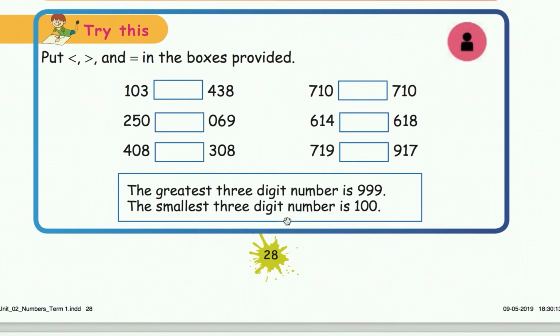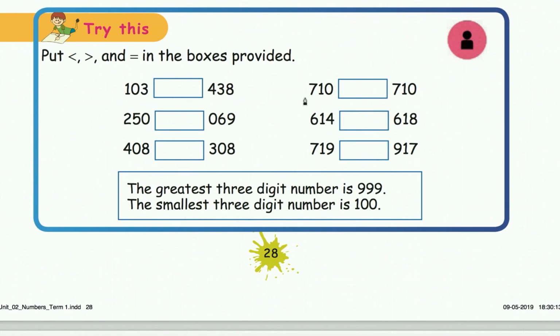Now you have to put the greater than, less than or equal symbol in the designated place. Okay, which is bigger? Right, don't worry, this is less than only. Okay, 710, 710 equal, right? Both are equal. 250 is greater than, this is greater than.